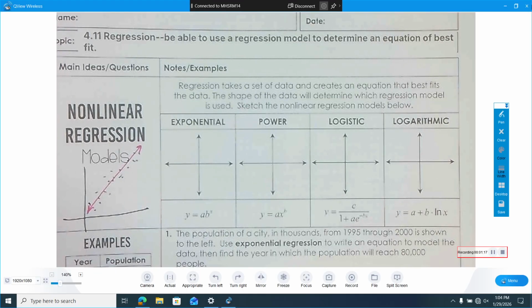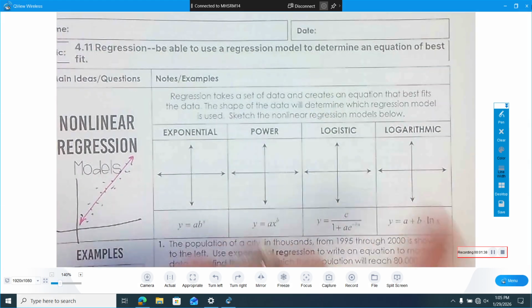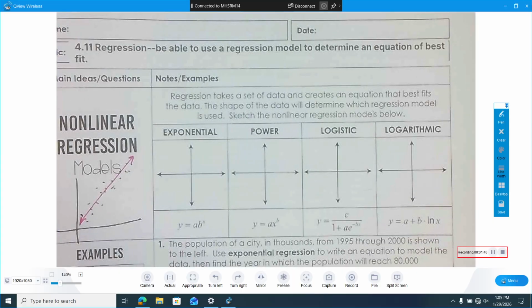And it uses a crazy formula that basically takes distances between values and tries to minimize all those little distances between all those data points. So we're doing the same sort of thing today. We're using our calculator to find regression models of all these different function types that we have been working with, okay?